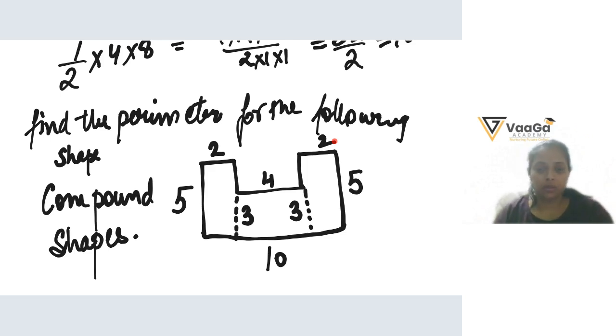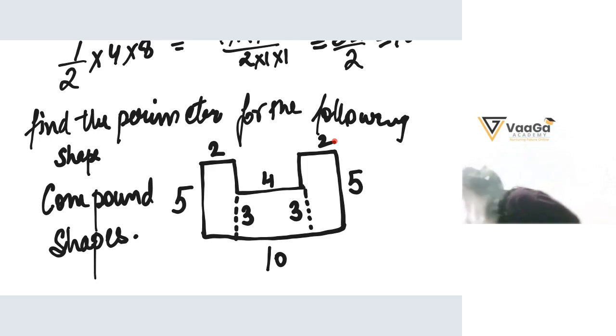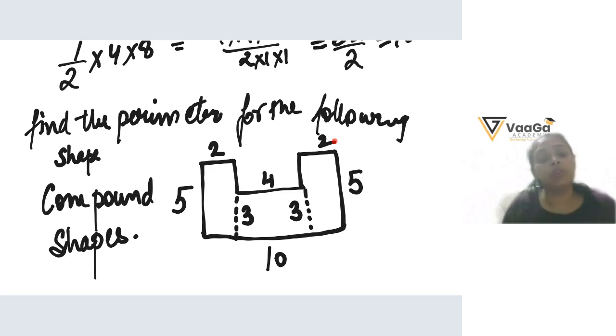3 plus 4 plus 2. And no, 3 plus 4 plus... Why will we add 3? We'll not add 3. Is 3 on the outer boundary? No. So why will we add 3? We won't, right?